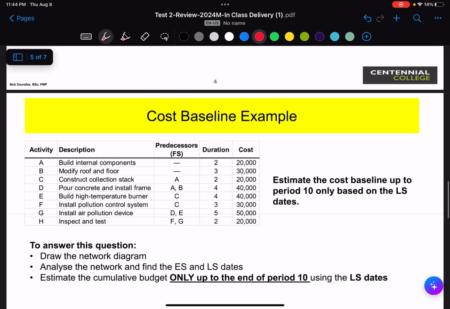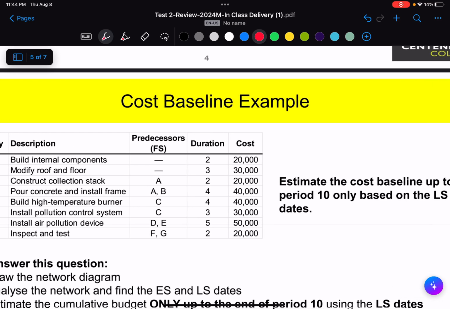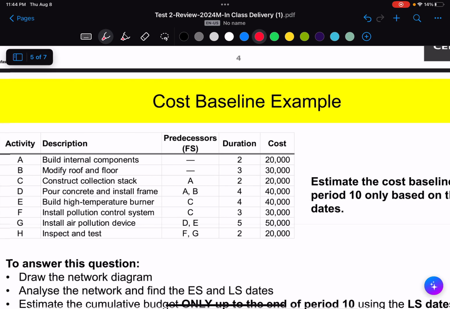So we'll go back to the table and look at what we have. So we have 8 activities, I believe, A to H. All of them estimated at $10,000 or naira or whatever currency it is per week. So for example, activity A is $10,000 per week and its duration is 2 weeks, so that comes to a total of $20,000. Similarly, B is 3 weeks at $10,000 per week, so that takes us to $30,000, and so on and so forth.